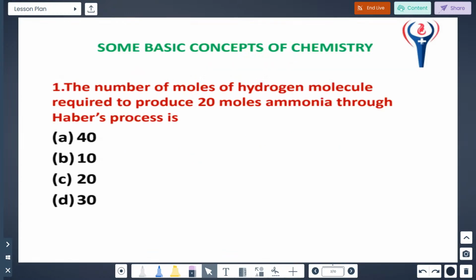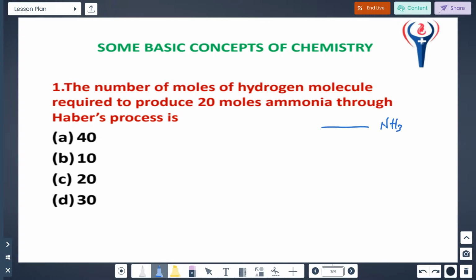Okay, simple one. The number of moles of hydrogen molecule required to produce 20 moles of ammonia through Haber's process. In this type of sums, you should know how to frame the equation. Here, ammonia is formed. What's the formula for ammonia? You know that this is NH3. That's the formula for ammonia.